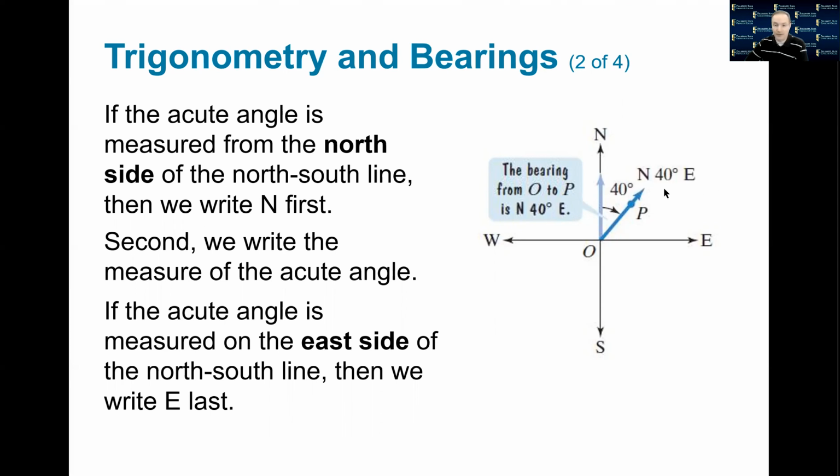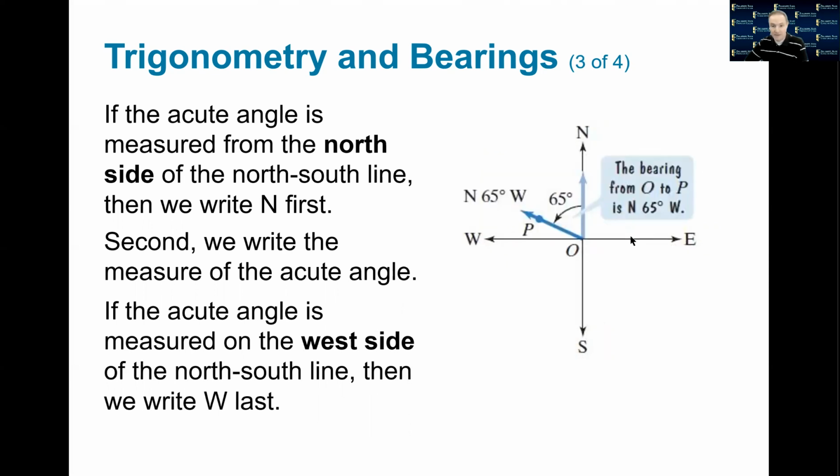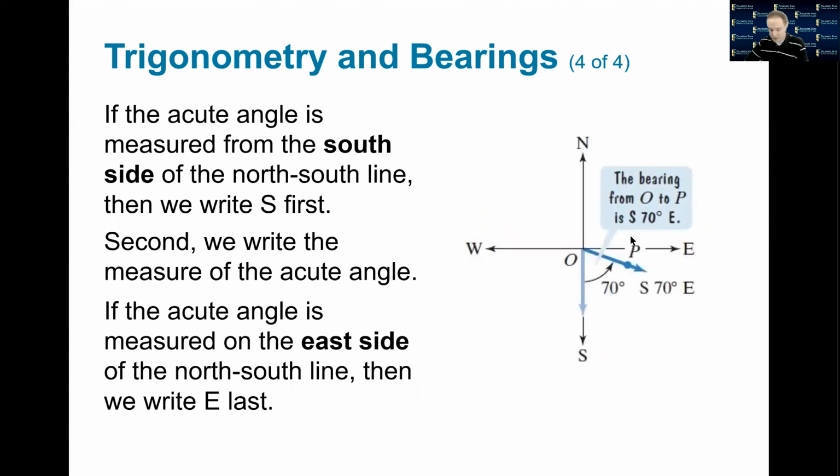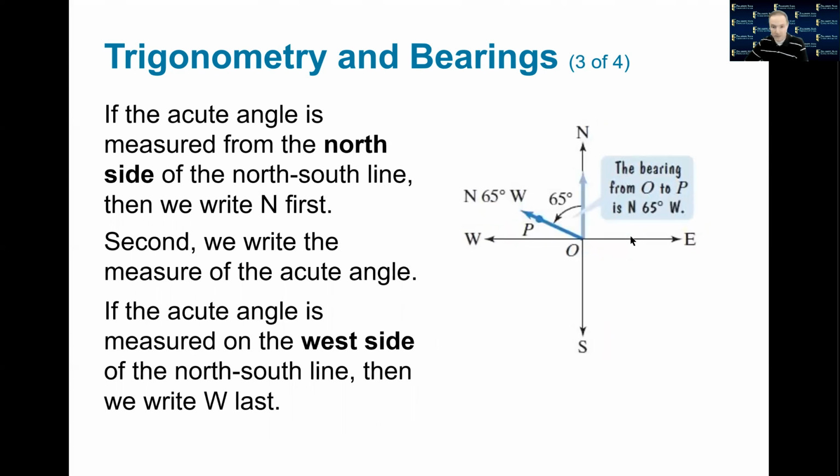I would prefer to read it as 40 degrees east of north myself. Regardless of how you read it, you write it this way every single time. Vertical movement mentioned first, whether it's going north or south, and then however many degrees east or west of that. Now on the next page, I have one more of these.